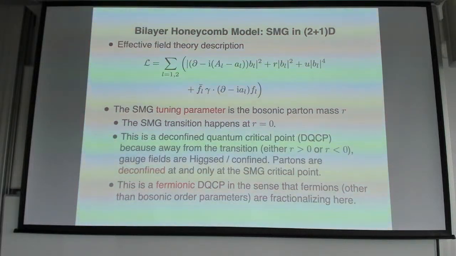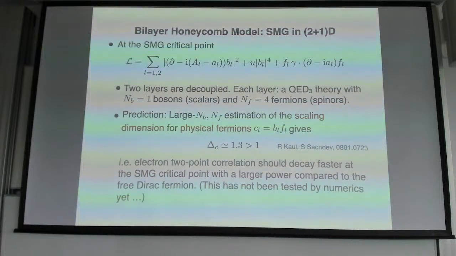Okay, so now we know that the transition must happen at I equals 0, or some renormalized fixed point around I equals 0. So this is a deconfined quantum critical point, because away from I equals 0, whether greater or smaller than 0, the gauge field is Higgsed or confined, and all the partons are deconfined only at this critical point. So this is a fermionic version of DQCP, where the fermion gets fractionalized instead of the bosonic order parameter, like Néel and VBS was fractionalized. So it's very similar to DQCP, but just a fermionic version.